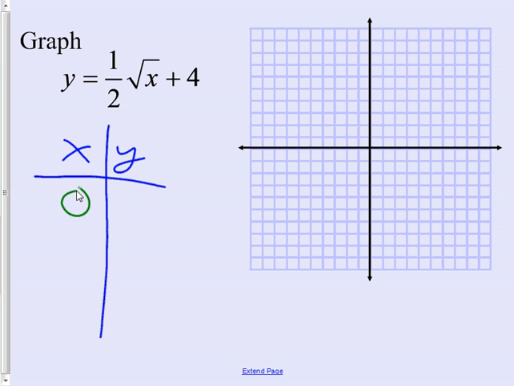0 and 4. If you stick in a 0, square root of 0 is 0. 0 times a half is 0. Plus 4 is 4. I agree with you. 0, 4. Raise your hand if you had that point on your graph. Okay, good.